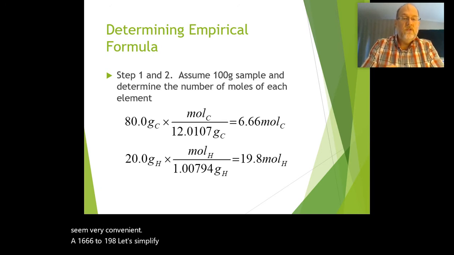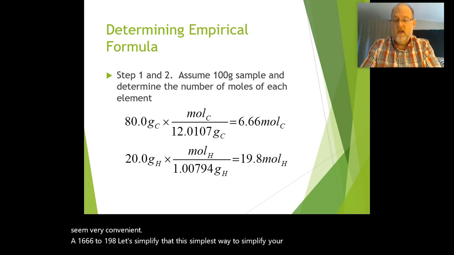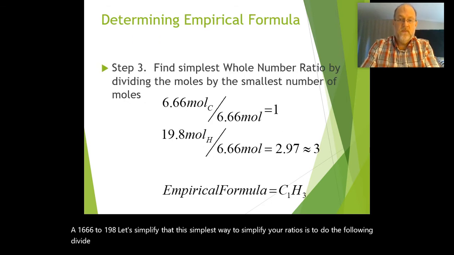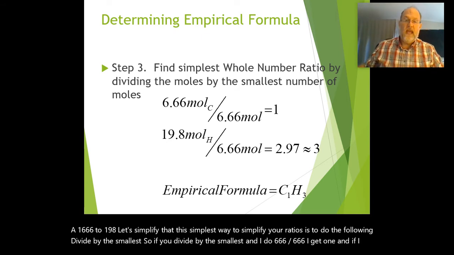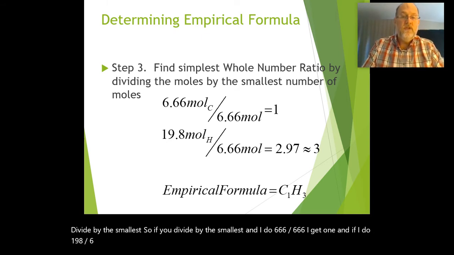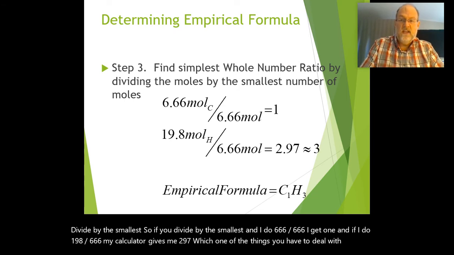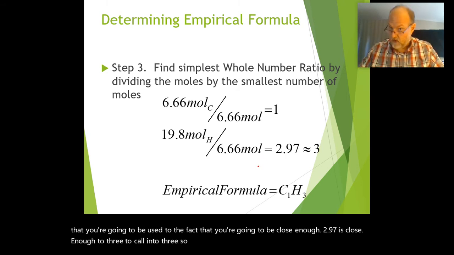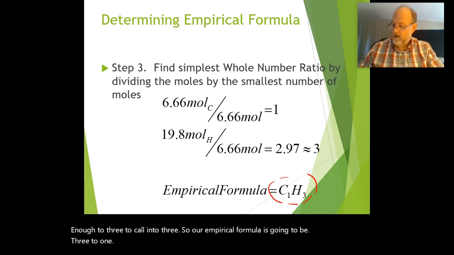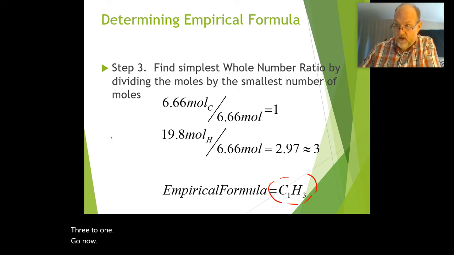The simplest way to simplify your ratios is to divide by the smallest. So if I do 6.66 divided by 6.66, I get 1. And if I do 19.8 divided by 6.66, my calculator gives me 2.97. One of the things you have to deal with here is that you're going to have to get used to the fact that you're going to have to be close enough. 2.97 is close enough to 3 to call it a 3. So our empirical formula is going to be 3-to-1, so CH3. Okay, now let's make some comments about that close enough concept.